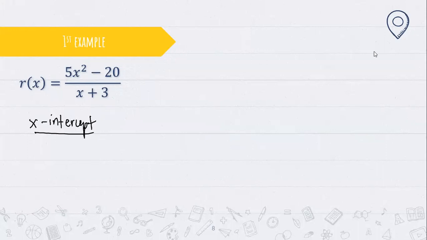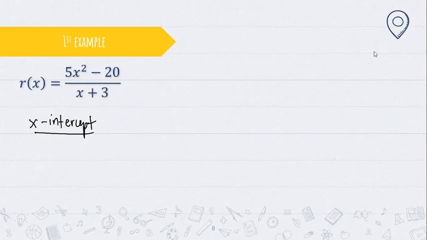Meron kaya o wala? Ay, wala akong student. Magtawag kaya ako. Wala po, sir. None.